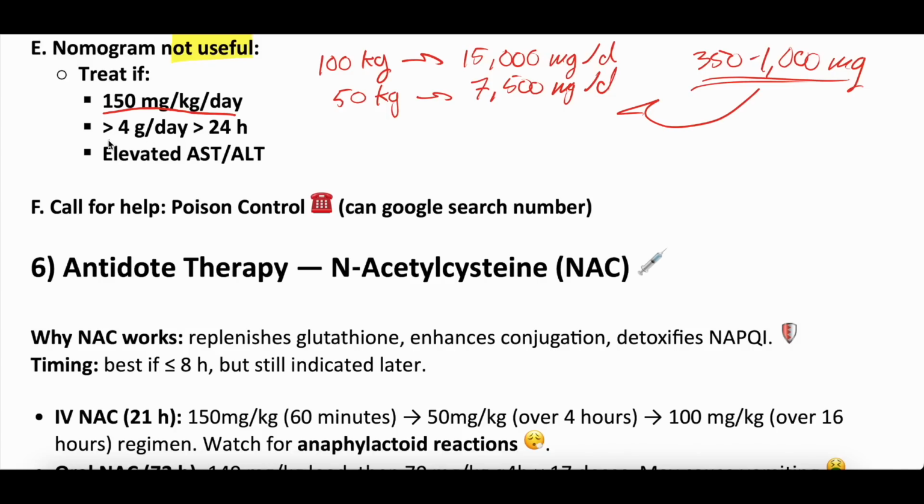If someone has been taking more than 4 grams per day for more than a couple of days, you just treat with NAC. Or if anyone has elevated liver function tests, you just treat with NAC. So the nomogram is not useful for any of these patient populations. Obviously, we also talked about if there's a doubt on the timeline, if it was more than 8 hours ago, just treat with NAC. When in doubt, treat with NAC.